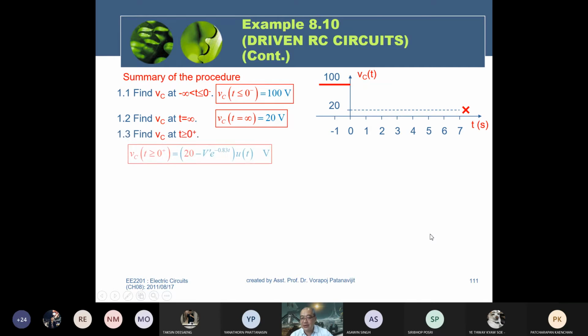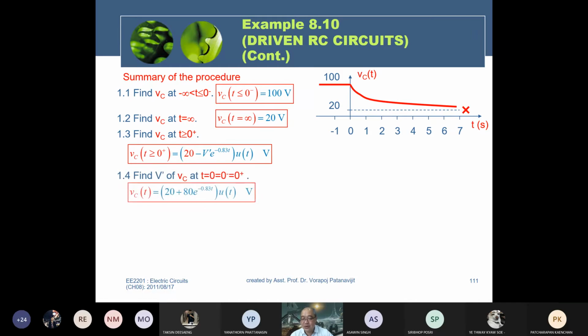For time greater than 0, you know that the capacitor voltage will drop in exponential form, due to the mathematical solution of the differential equation. Now you can determine the constant of them. Set the capacitor voltage for time greater than 0 and time greater than 0 equal, and you can get this value.